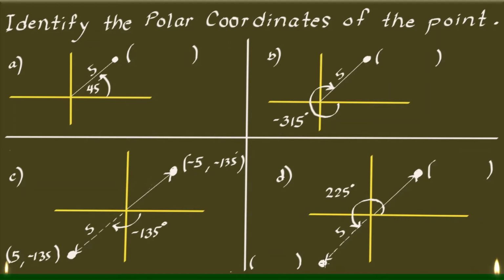So in letter D, this given point here has polar coordinates (5, 225 degrees). So if I flip this point or draw a ray that is directly opposite this given ray, then this 5 here turns to negative 5. Again, the angle stays the same, 225 degrees.